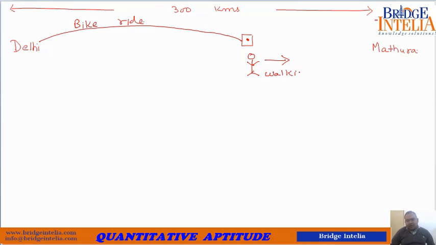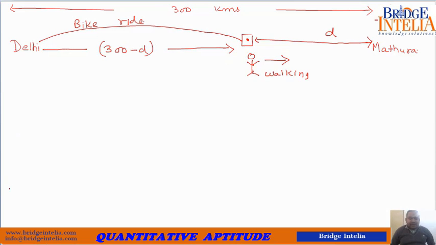He continues walking. Now let me assume that the remaining distance, the distance that this guy has to walk, is D. So this distance is D. It means the first bike ride was taken for 300 minus D kilometers.